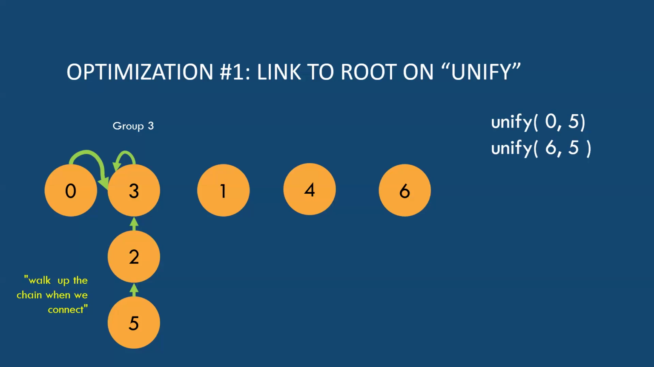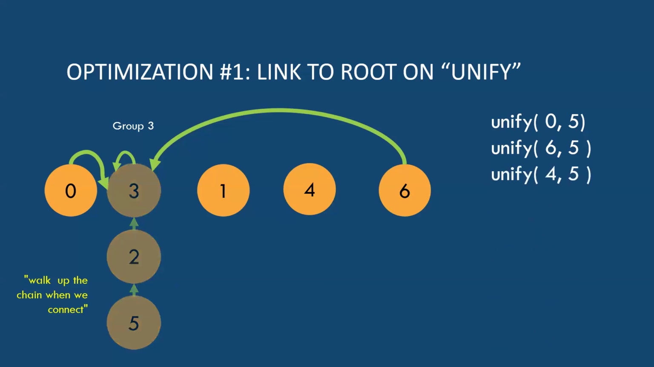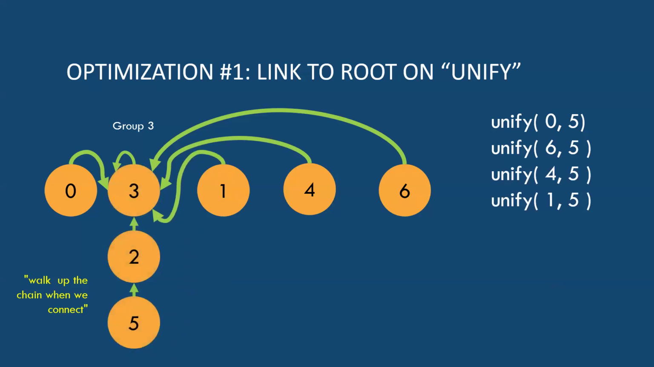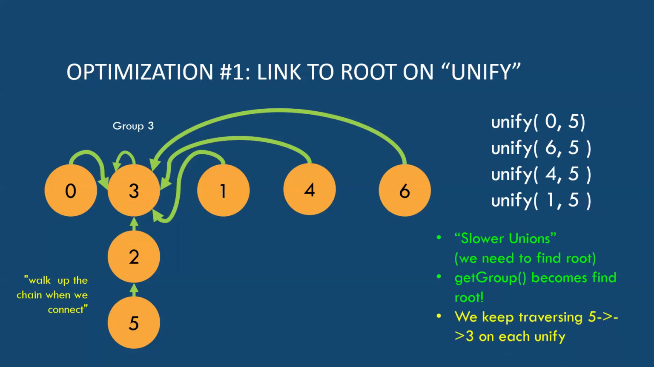So union 6, 5. Rather than it going to the bottom, we'll walk up the chain, and this means we have to figure out who the parent is all the time, right? So that's definitely an improvement. We're going to have slightly slower unions, because we have to walk up the chain all the time, but still definitely an improvement, okay? So get group is generally just about walking up the chain, and that's going to be pretty fast, okay? So we can still do better though.